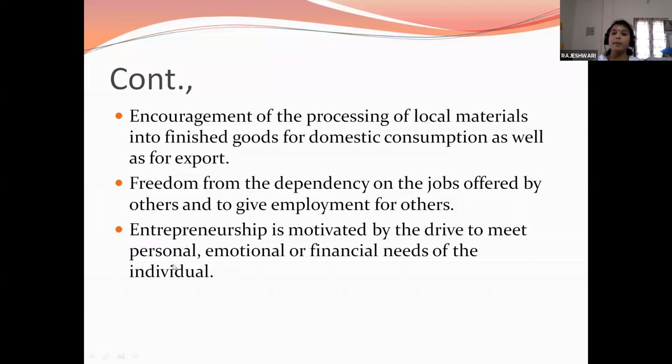And freedom from the dependency on jobs offered by others. Yes, definitely, this is our own job, so it is more flexible, and we can give employment to others as well as have freedom ourselves. We are enjoying our job and our environment, and we are giving employment to others. That gives more satisfaction to others and to us. That's why entrepreneurship is motivated by the drive to meet the personal, emotional, or financial needs of the individual, and definitely those needs will be satisfied by entrepreneurship. So these are all the advantages of entrepreneurship.